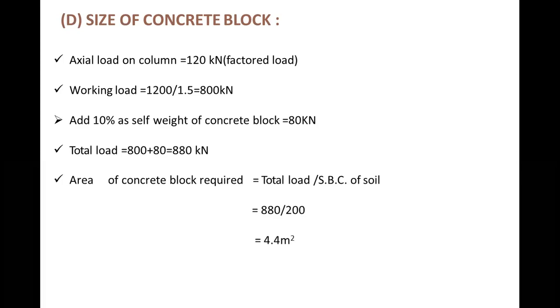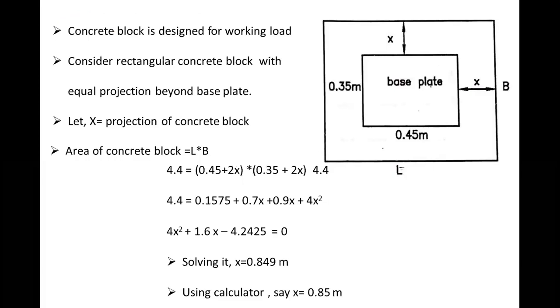So area of concrete block required is equal to total load divided by safe bearing capacity of soil. So safe bearing capacity of soil is given in the example, right? So total load is 880 divided by safe bearing capacity, which is 200. So our area of concrete block required is equal to 4.4 meter square, right? So consider the block is designed for working load. So consider this rectangular concrete block with equal projection beyond the base plate.